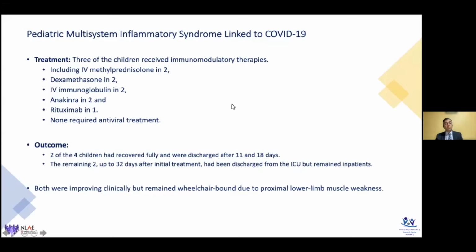So all of these patients were treated with corticosteroids and rituximab, along with anakinra, which is also a rheumatoid arthritis medication. I think it's a monoclonal antibody. And out of those 4 patients, 2 had a full recovery and were discharged after 11 and 18 days. And the remaining 2 were discharged from ICU, but still remained inpatient, and this paper was published last year. I'll talk about those patients in the following paper that they just published 2 days ago. They were both improving clinically, but remained wheelchair bound due to the proximal lower limb muscle weakness.